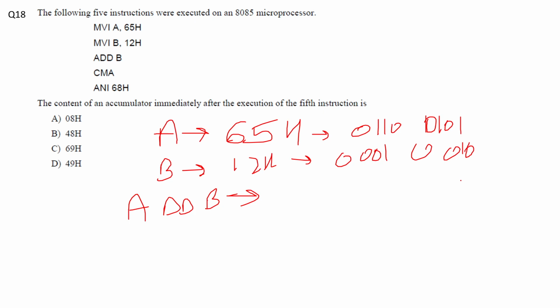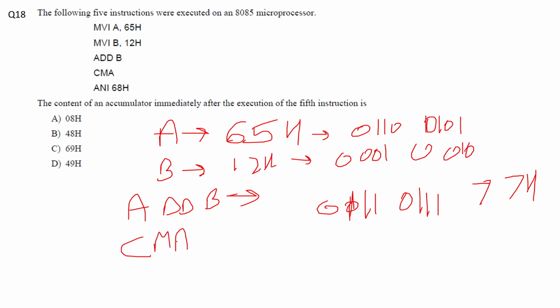So it is an addition operation. So 65 plus 12 is simply 77 hex, that is 0111 0111. And then CMA, that is a complement operation. So it's 1000 1000. So it is 88 hex.